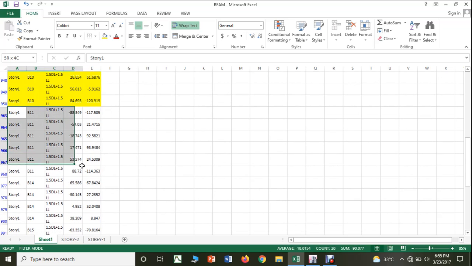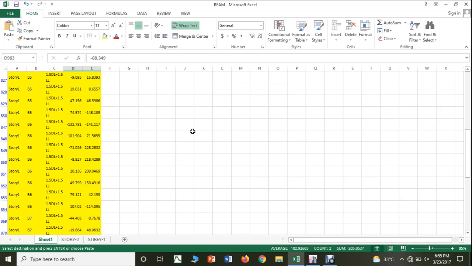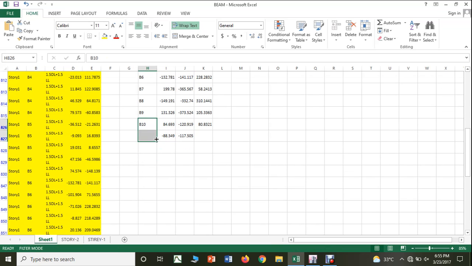From here to here you have beam 11. So from where to where can you have beam 11? The highest value is this one, you can see 117. The highest value is 117, so beam 11.